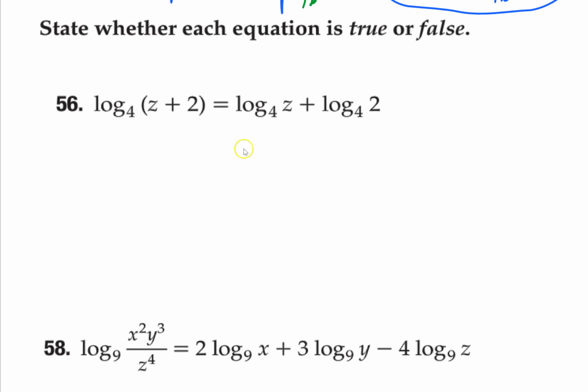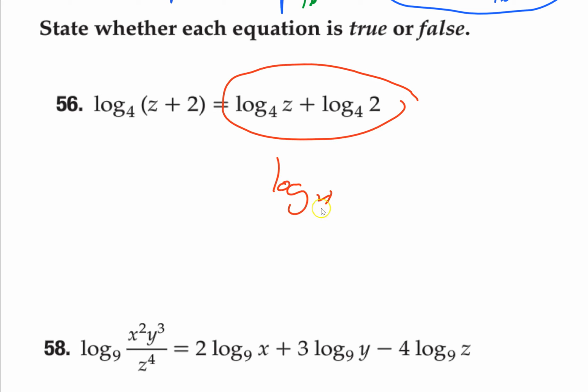Quickly, true or false? The last thing we're doing today. You want to know if this is true or false? This one is false. That's not the way that works, right? What does this mean? Plus is multiplication. This should be log base 4 of 2 times z, or 2z. That's not what this means. You don't just break up addition. Adding is multiplication in logs. So it's a little funky. So this is false.